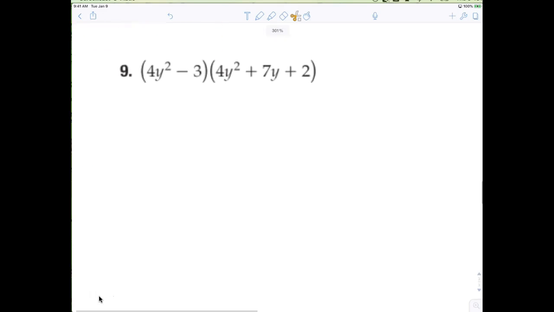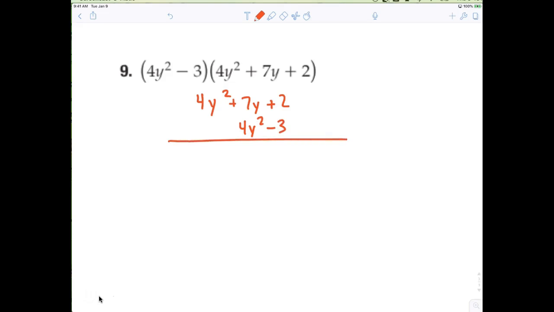All right, so let's see if you can do that. Now again, this one's a little bit harder, because you have to make sure that you line things up properly, and you'll see what I'm saying. Let's go ahead and get started. 4y squared plus 7y plus 2 times 4y squared minus 3. Now the first line is pretty easy. Multiplying by negative 3 gives me negative 6, a negative 21y, and a negative 12y squared.